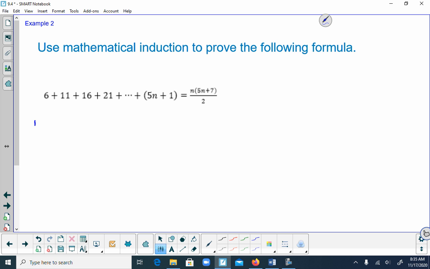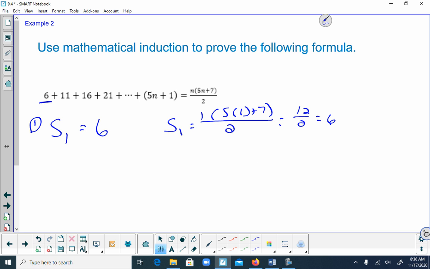So here we go. Step 1, I want to show that it works for 1. The first term is 6, so the sum would be 6. If I put 1 into this formula, I have 1 times 5 times 1 plus 7, divided by 2. That's going to be 12 over 2, which equals 6, so that works. Getting the sum of 6 this way, I just looked up here and added the first term. This is using the formula, because this is a formula that is going to work for every single term. This is me putting in 1 and showing that it does work for 1.